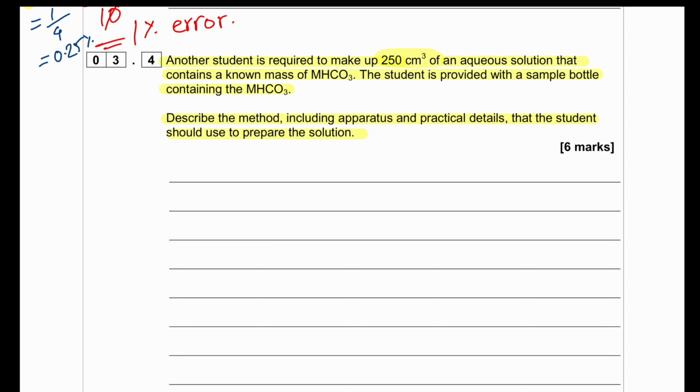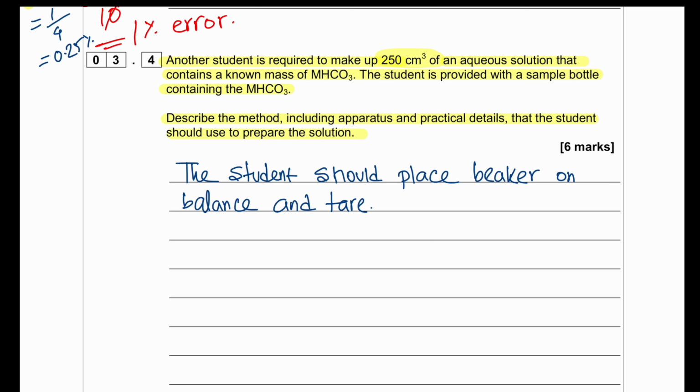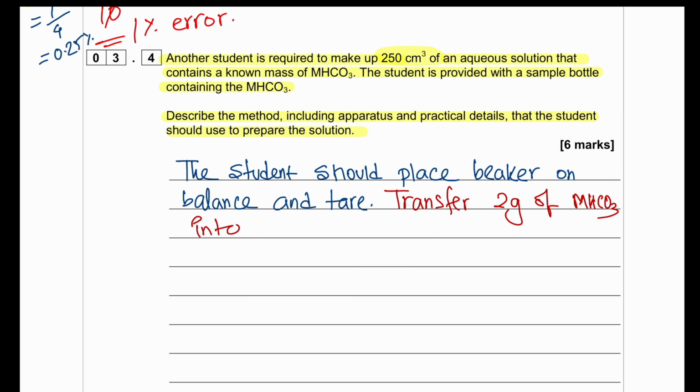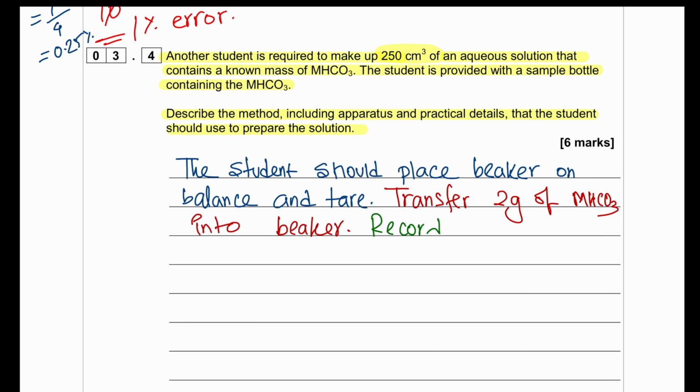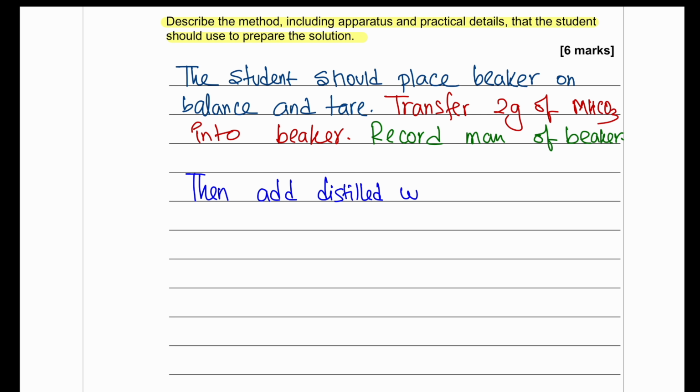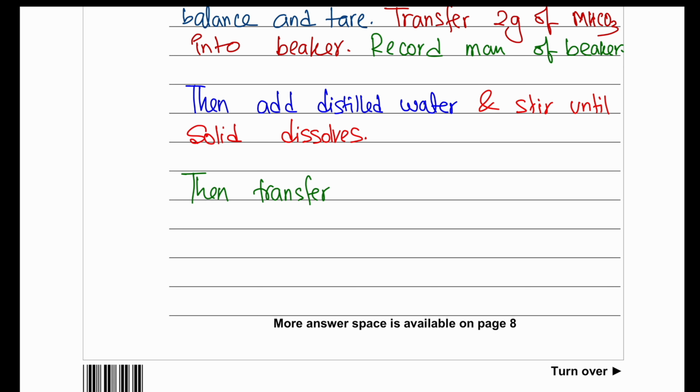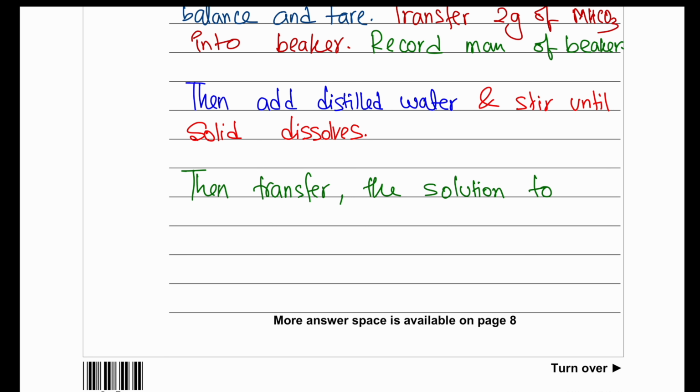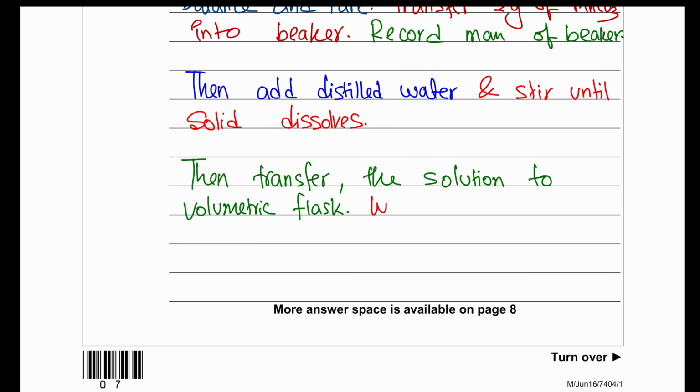After that, the student should place the beaker on a top pan balance and tare. Then transfer the 2 grams of magnesium hydrogen carbonate into the beaker. Record the mass of the beaker to confirm that 2 grams of magnesium hydrogen carbonate has been transferred. Then the student should add distilled water to the beaker and stir until the solid dissolves. Then the student should transfer the solution to the volumetric flask, wash the beaker with distilled water, and add the washings to the volumetric flask.